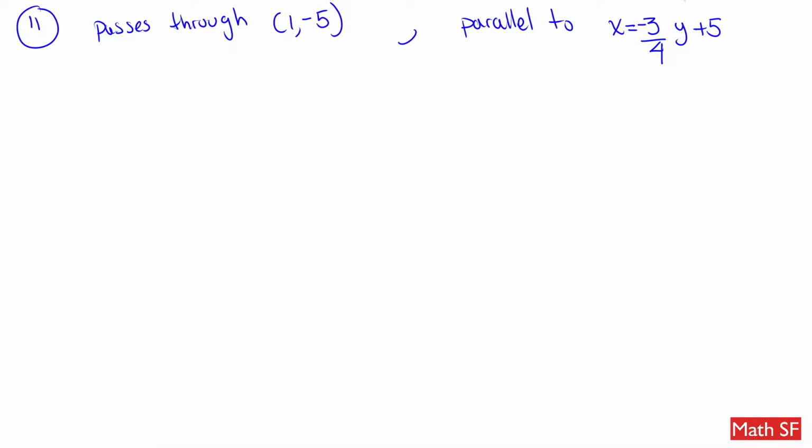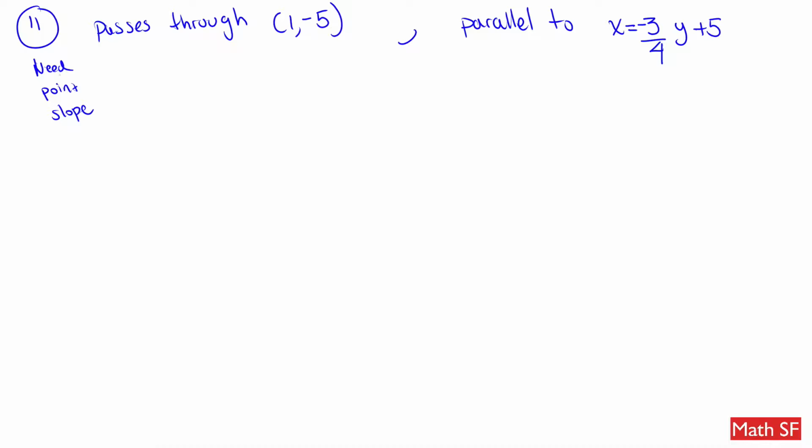So we're looking for an equation of the line that passes through the point (1, -5) and is also parallel to this graph of the line. Remember, the requirements to find the equation of a line are two. We need the point and the slope, or the slope and the point. We need both of them.